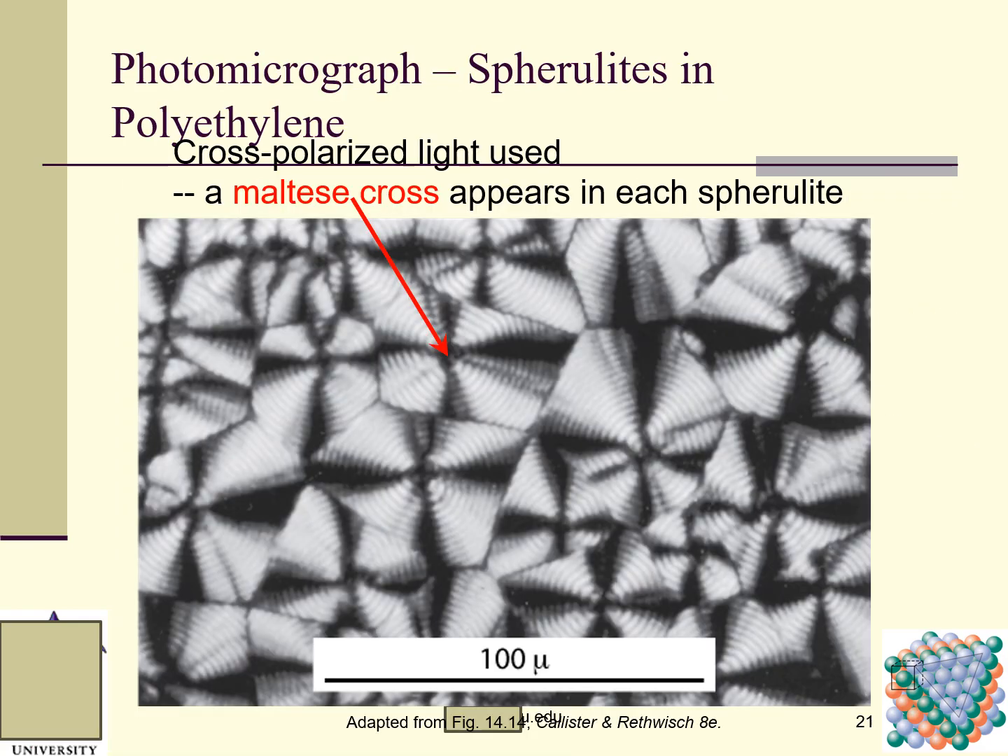This picture shows the spherulites in polyethylene. This is a micrograph. You can see here that cross-polarized light is used. Here you can see the Maltese cross appears in each spherulite. For each one, this is a spherulite.